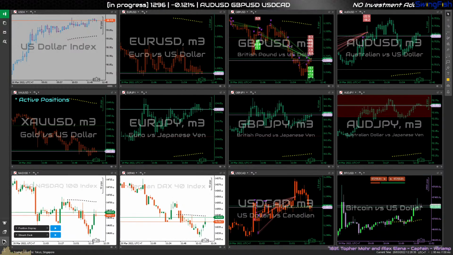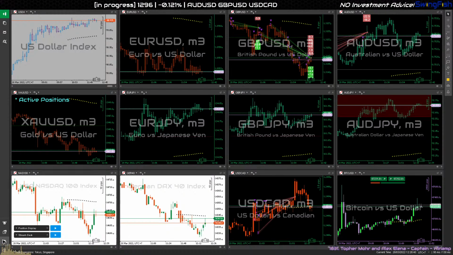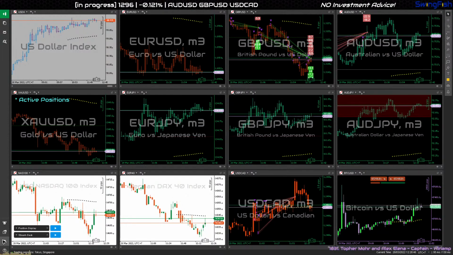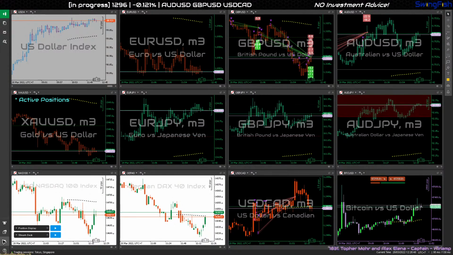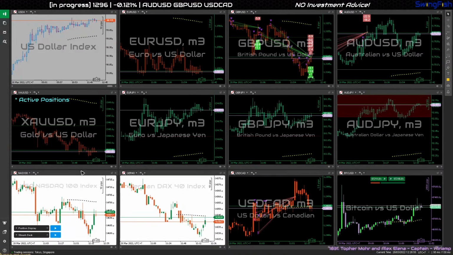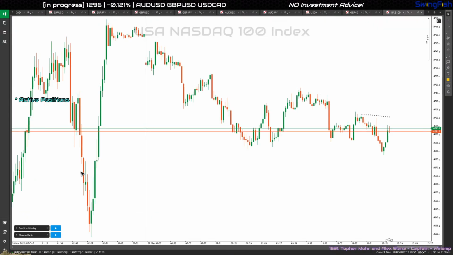Hasn't made a lower low yet. It's trying. Yeah, it's hugging the VWAP. DAX is at the VWAP too, by the way. Yeah, everything's getting ready to start moving.